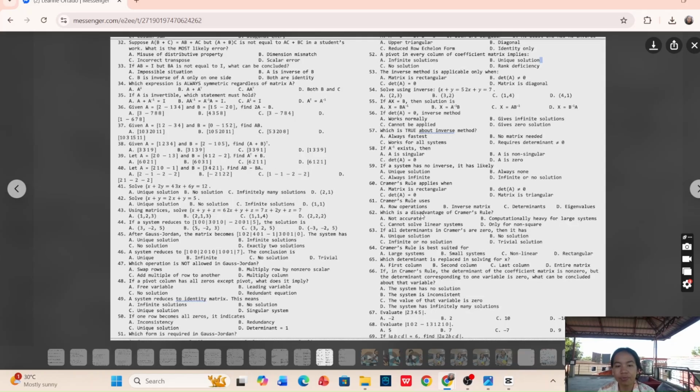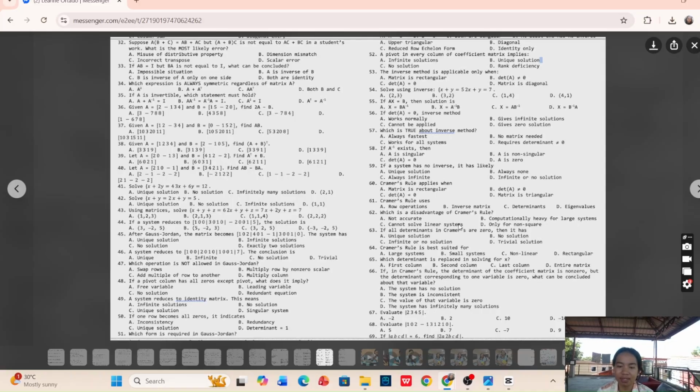Number 62 question. Which is a disadvantage of Cramer's rule? A. Not accurate. B. Computationally heavy for large systems. C. Cannot solve linear systems. Or letter D. Only for non-square. The correct answer for number 62 is letter B. It is computationally heavy for large systems.